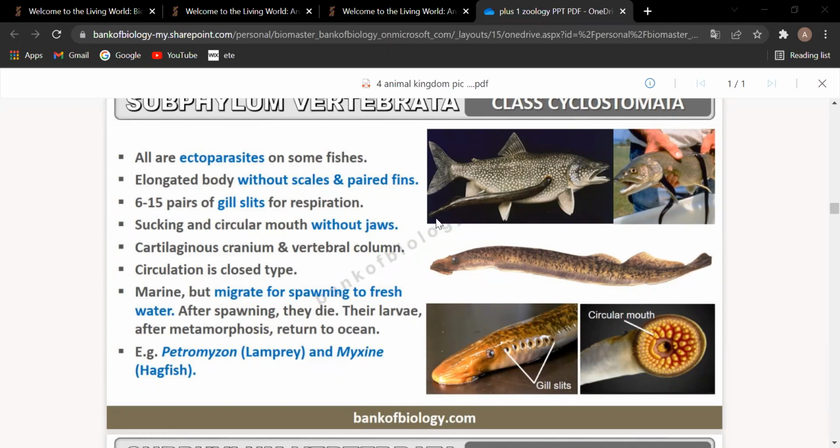Marine, but migrate for spawning to fresh water. What do you mean by this? They are basically marine, so they are going to live in sea water. But for laying their eggs, that is for spawning, they move to fresh water. After spawning, they die. See, there is something called a change in the osmolarity of marine water and fresh water. Correct? So they lay the eggs in the fresh water. They try to come back to the marine water and then they die.